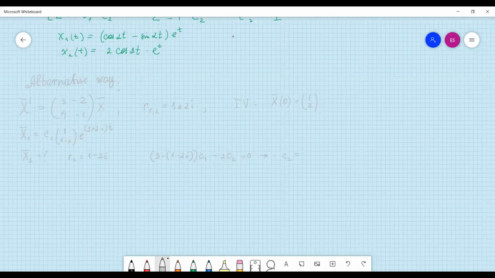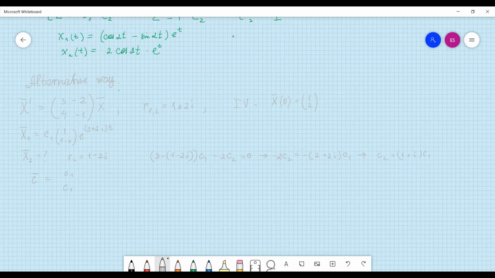Sorry, I'm going to copy minus 2c2, this term, and this one is going to move to the right side. So 3 minus 1 is going to give me 2, so I'm going to put the whole minus in front of the parentheses. So it's going to be 2, and minus is going to give me plus 2i c1. From where, dividing everything by negative 2, I'm going to get that c2 equals (1 plus i) c1, which is going to give me the general solution or eigenvector. Let me just write it down first as an eigenvector. So the eigenvector is going to look like this.